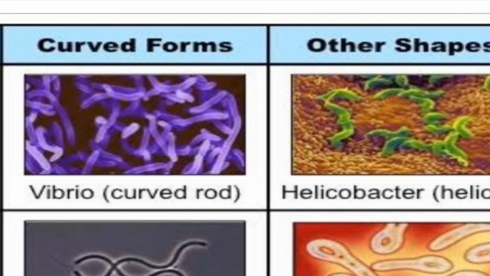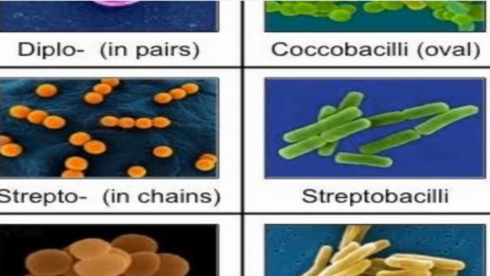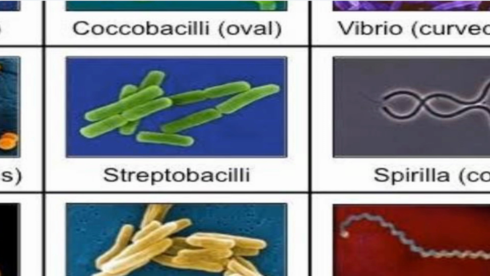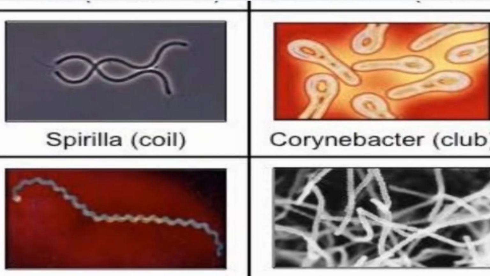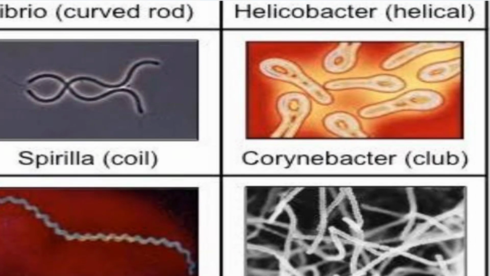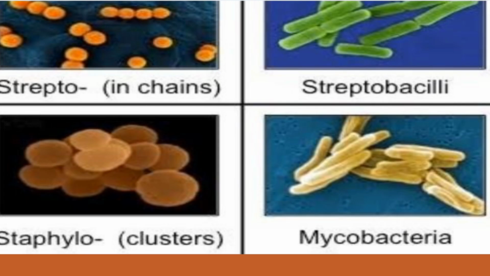Other shapes are also there. Here in the picture you can see helical bacteria. Example is Helicobacter. Slightly wavy, just like one railing of a ladder, that is helical bacteria. Another group we can see here is Streptobacteria, which are present in chains. Next group is Streptobacilli, which are in chains but rod-like. These are Spirilla, which are wavy, spiral. Other groups here you can see Corynebacter, which is club-shaped. So these are the different shapes of bacteria which are generally found in nature.